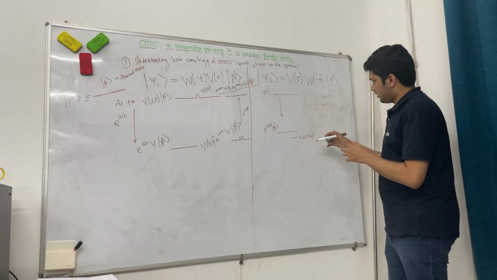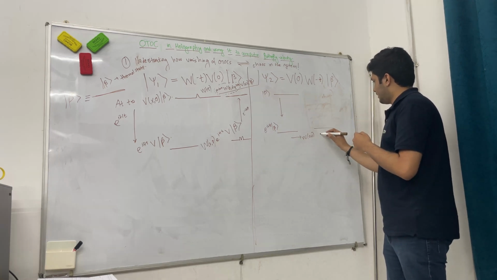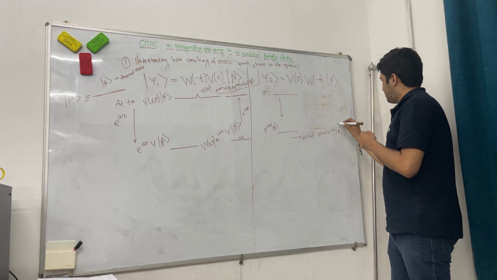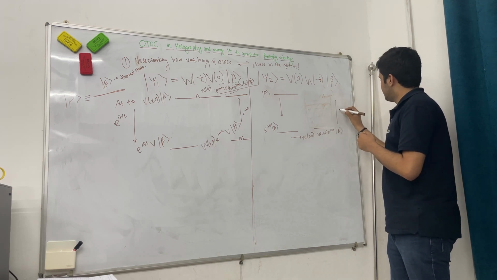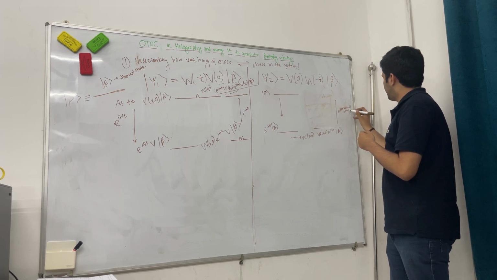Then you act with your operator W. You get W(0) e to the power iHt beta. Forward evolve this system. So this again I'll pick up another e to the power minus iHt, W(0), e to the power iHt beta.